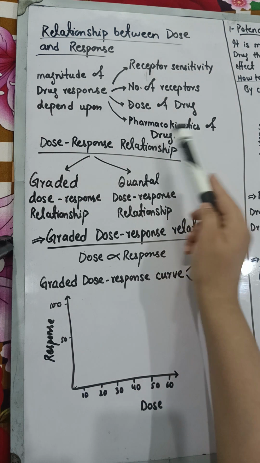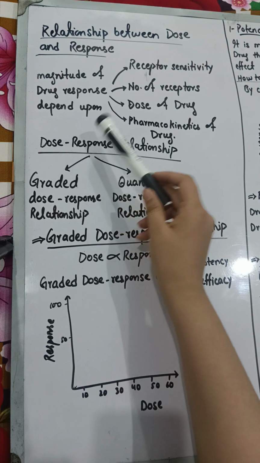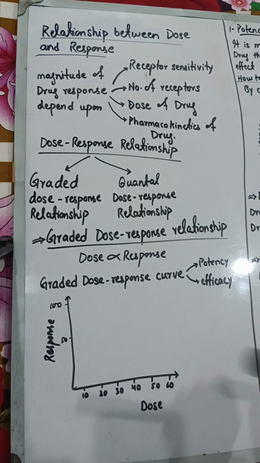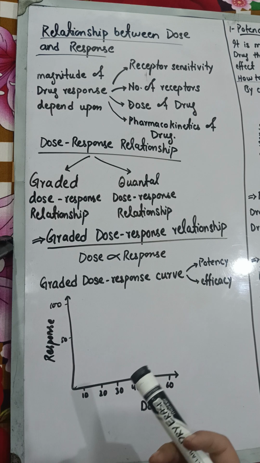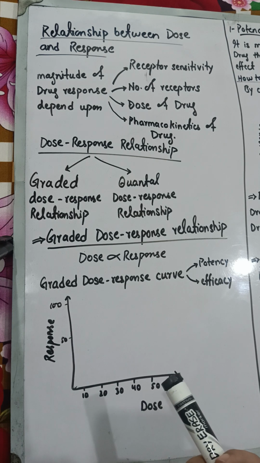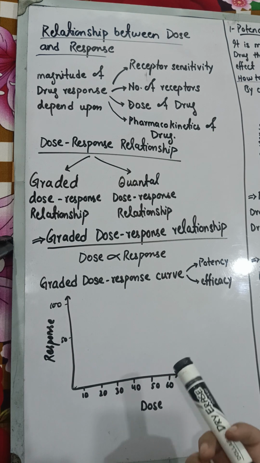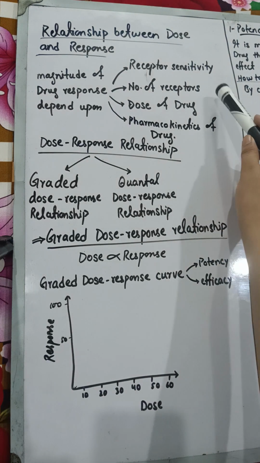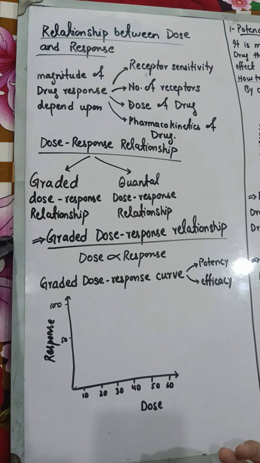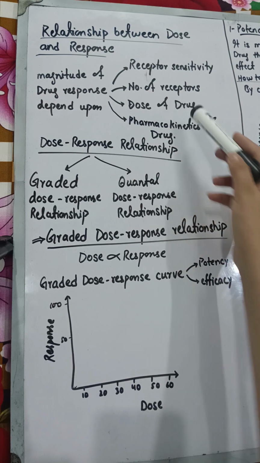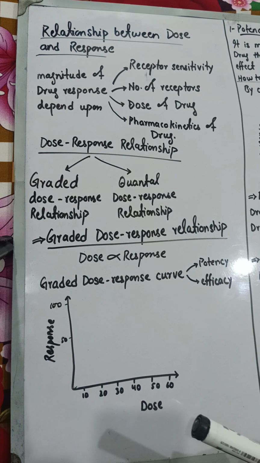Here I have written the magnitude of drug response. What is drug response? It is the maximum intracellular activity shown by your drug. This response depends upon the receptor sensitivity, that is, how sensitive your receptor is to a particular drug. The more sensitive the receptor, the more response you find. Next, it depends upon the number of receptors. The more receptors are present, the more response there will be.